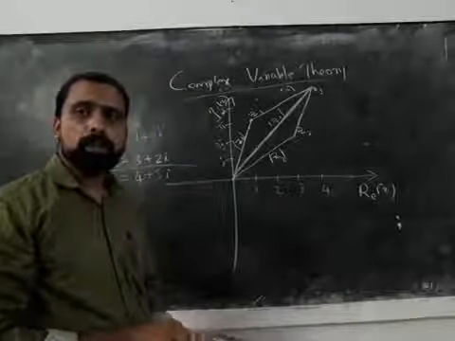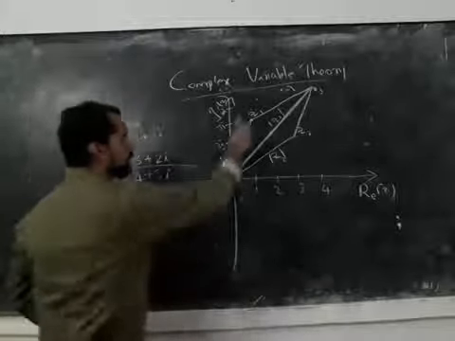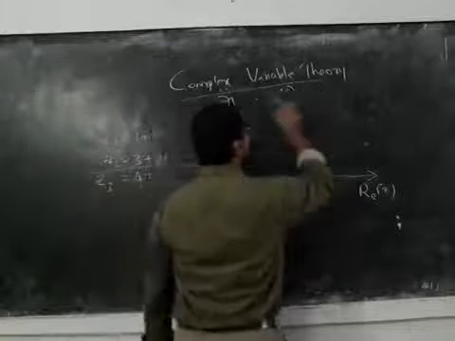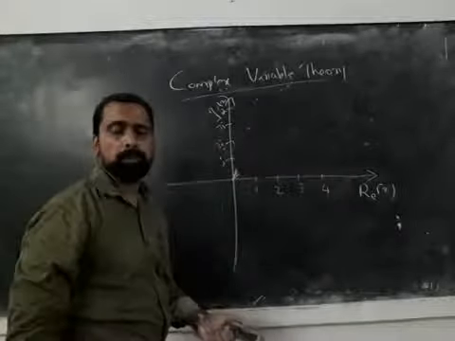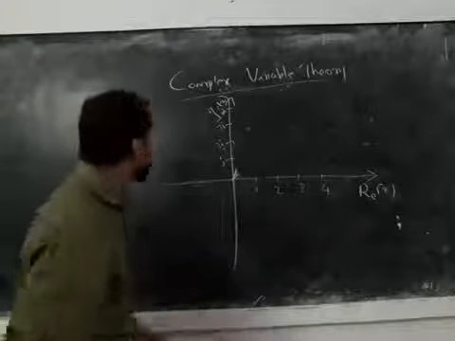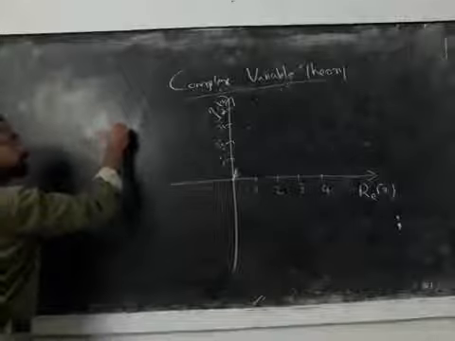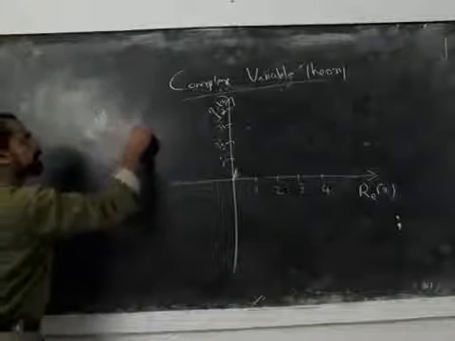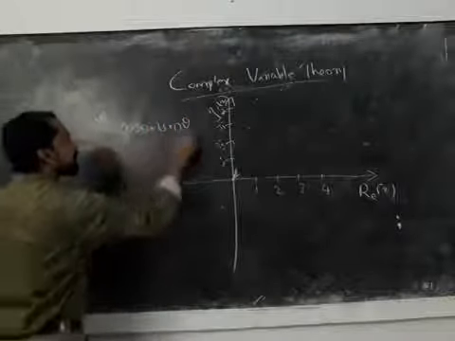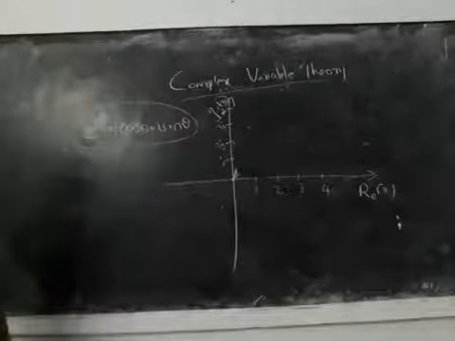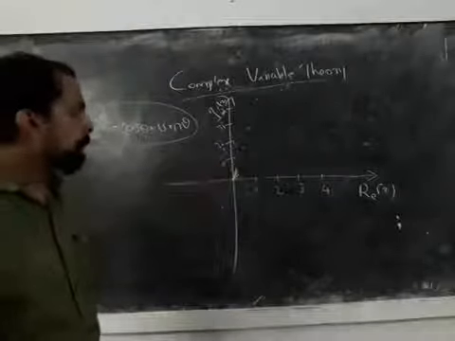Now, what about the polar representation? That also we want to know. The polar representation I already taught. Actually, I made the Euler's formula. What was the Euler's formula? Euler's formula was e raised to i theta is equal to cos theta plus i sin theta. So this was the Euler formula.